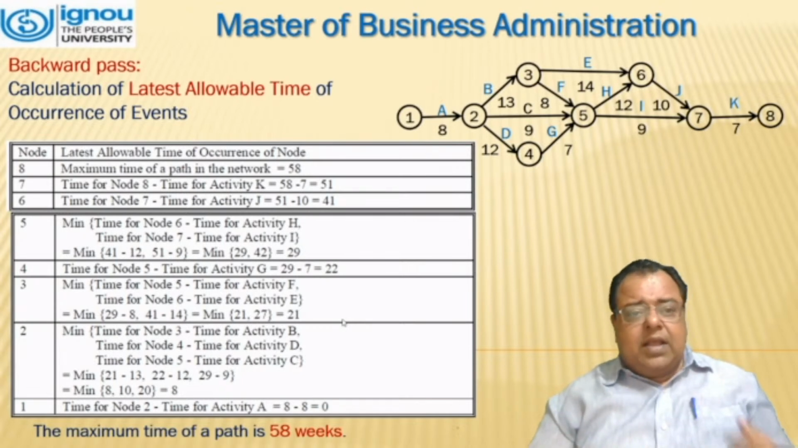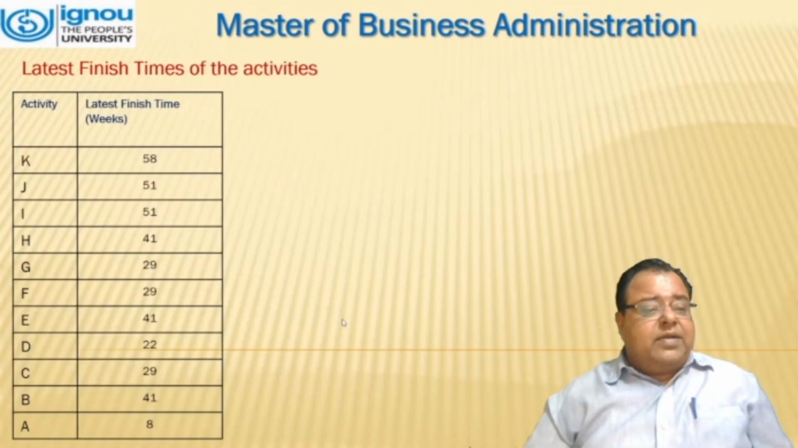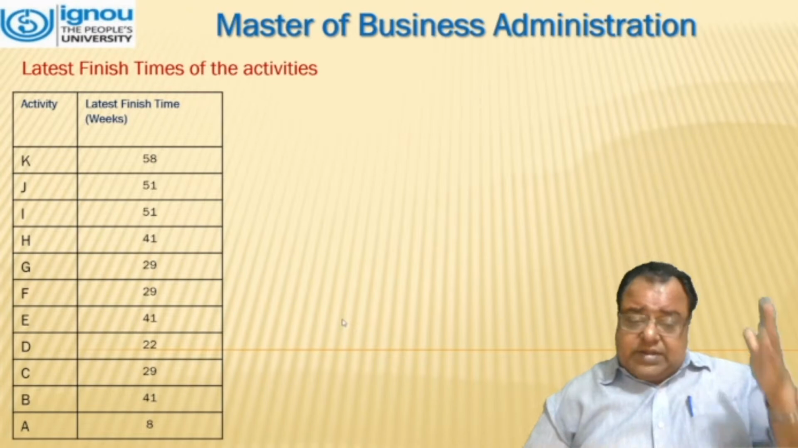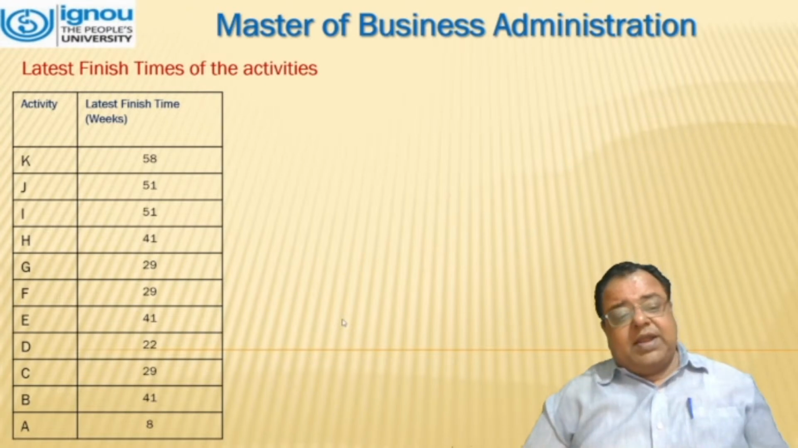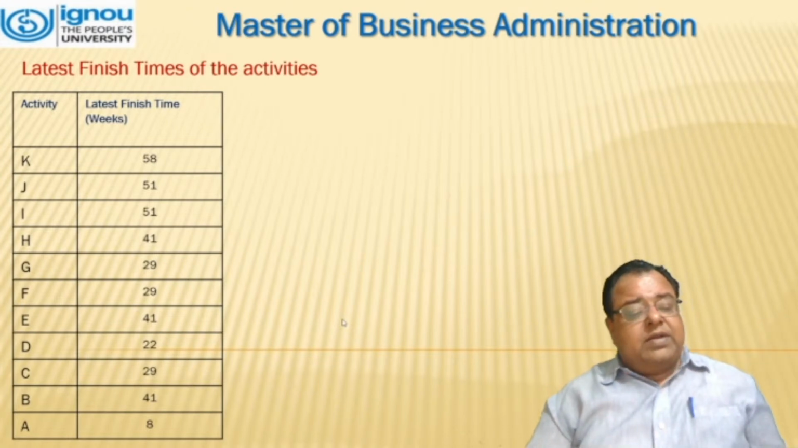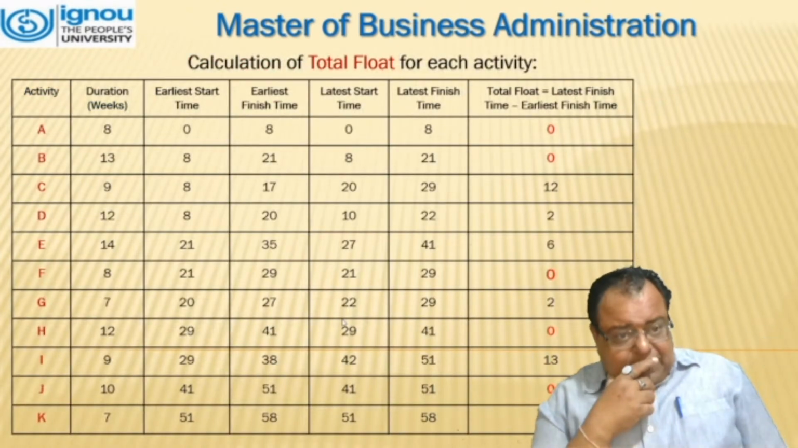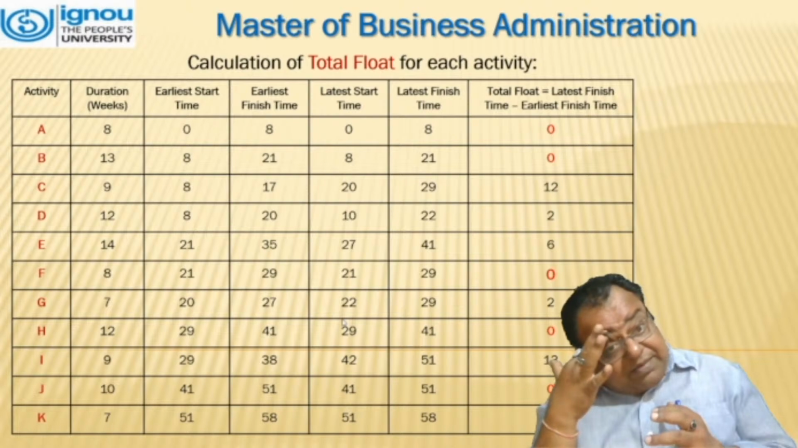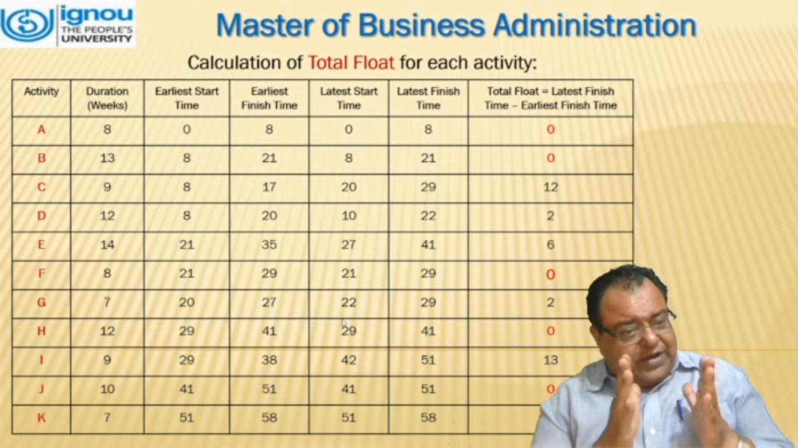That means here we can see that our calculation, what we have done, is correct. So similarly, we will be drawing another diagram which will be related to the latest finish time. That means for all activities in the reverse: 58, 51, 51, 41, 29, 29, 41, 22, 29, 41, and 8. Now, the complete diagram is placed over. Activities, duration in weeks, earliest start time, earliest finish time, latest start time, and latest finish time. This is what we have tabulated.